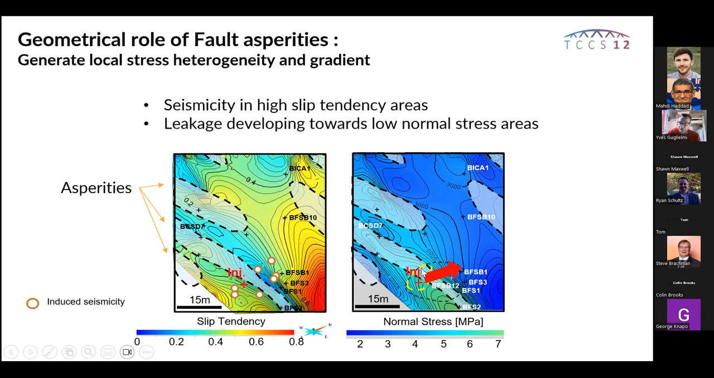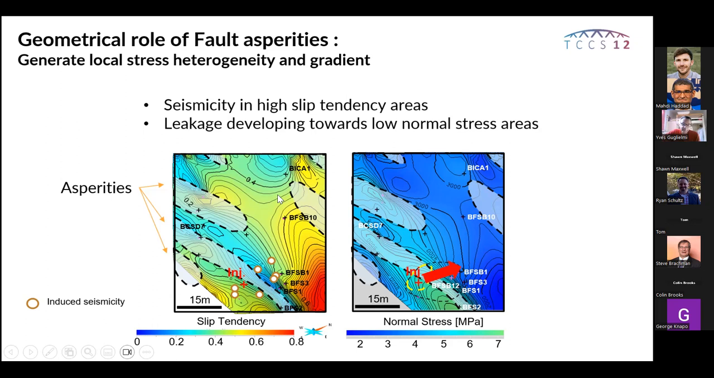And why would it be so? Well, because there might be a simple role played by the fault asperities, which is because of the undulation of the fault surface, given a constant stress tensor outside the fault, but the normal stress on the fault is displaying some heterogeneity. And so it may be enough in our mind to create enough stress gradient across an asperity for the fluid to propagate.